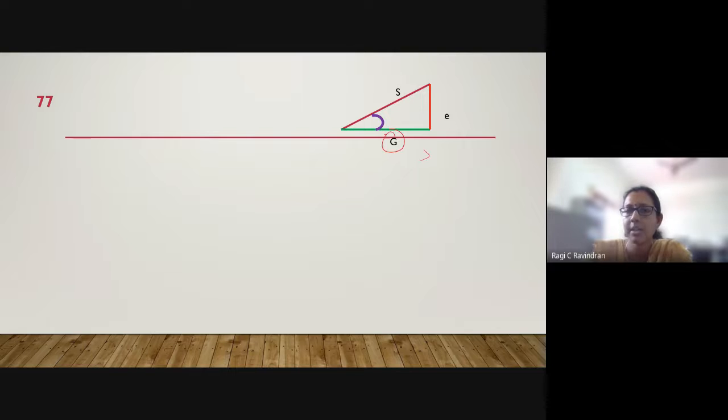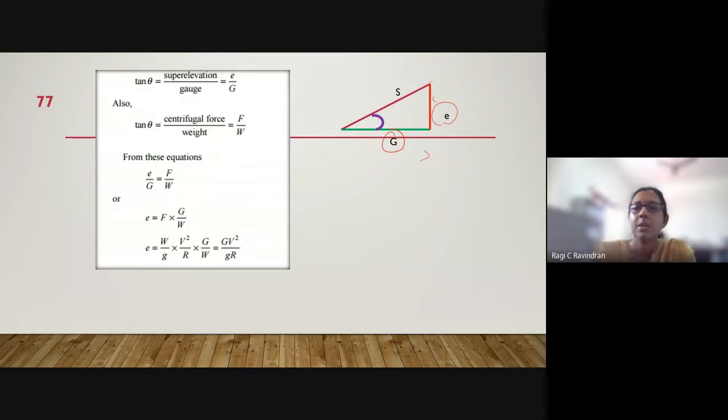So here comes G. This is the actual gauge of your track, and as you are superimposing a horizontal curve, you need to provide a super elevation over there, and finally your S will be slightly more than G, especially on the curve at the point where you have provided the exact value of E. And let this deviation be theta.